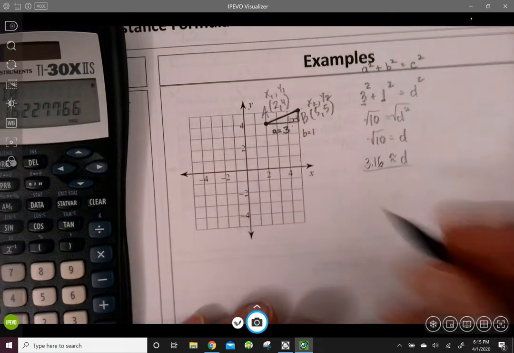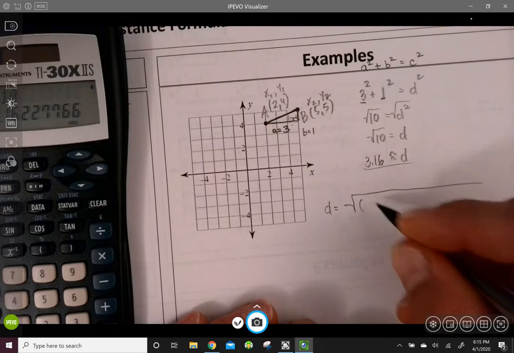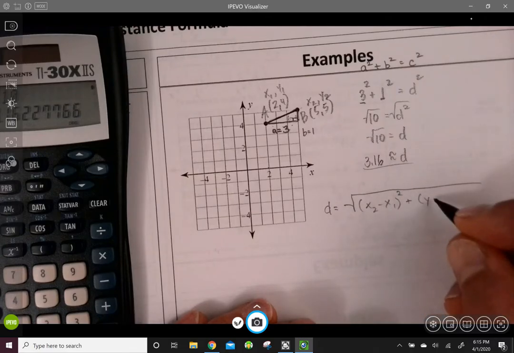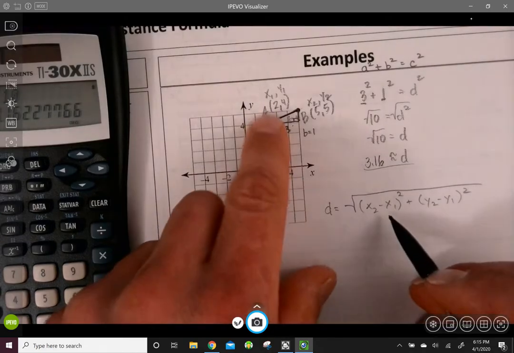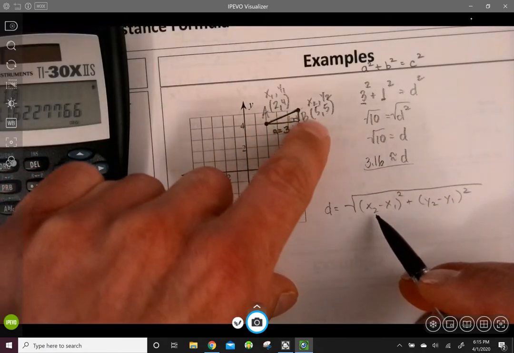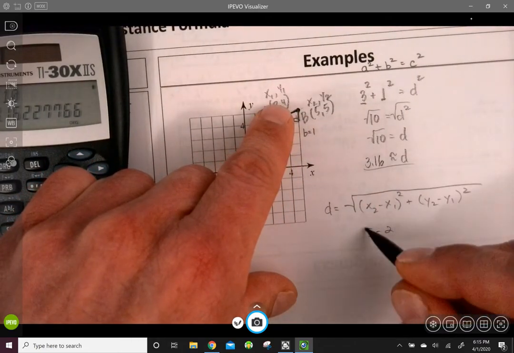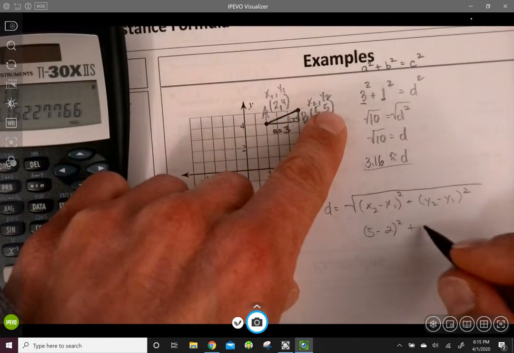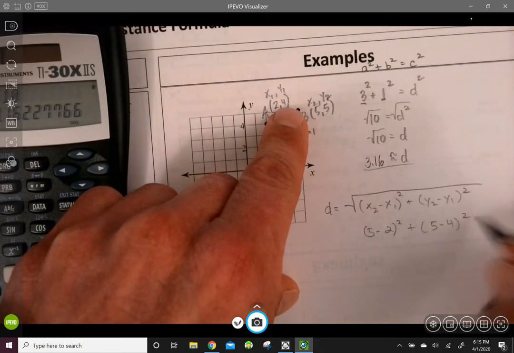And you can find it the other way as well, right? We can do D equals the square root of x sub 2 minus x sub 1 squared plus y sub 2 minus y sub 1 squared. And we labeled these points up here, right? So x sub 2 is 5 and x sub 1 is 2. And I would square that, and I would add y sub 2, 5, minus y sub 1, 4, and I would square that.